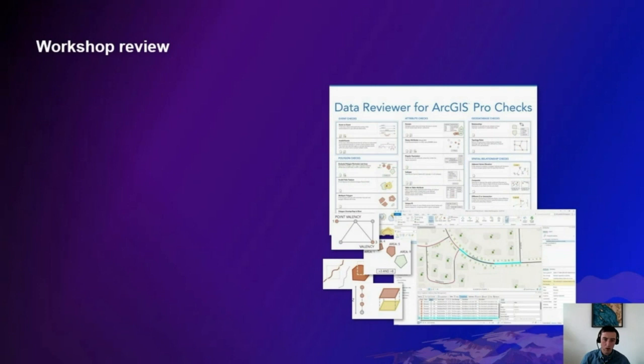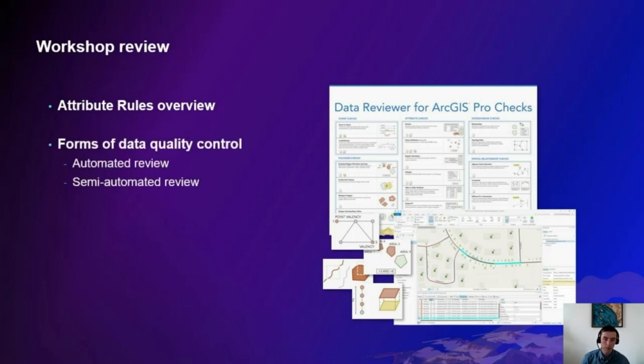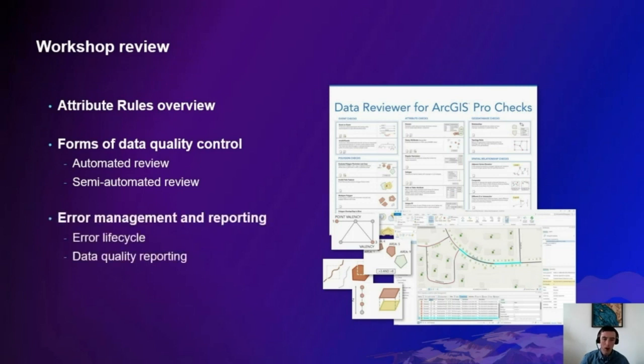To summarize today's workshop, we started by talking about attribute rules and how Data Reviewer has built upon this powerful capability. We discussed and demonstrated how ArcGIS Data Reviewer can help in implementing quality control processes using both automated and semi-automated workflows such as visual review. Finally, we demonstrated the use of error results that are created during data review to expedite corrective workflows for data editors, as well as how Reviewer can be used to manage, track, and report progress on data quality goals.